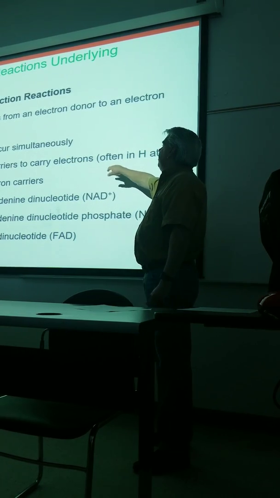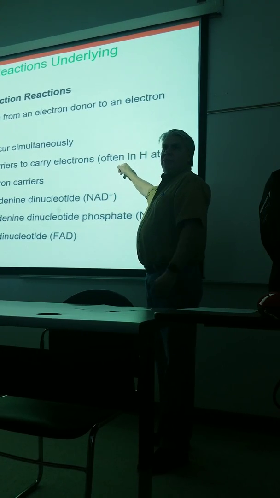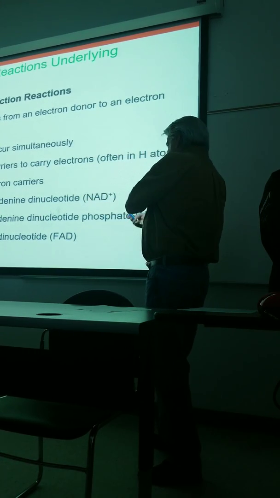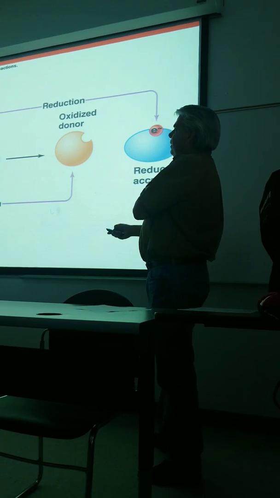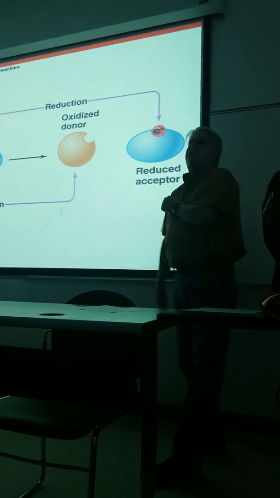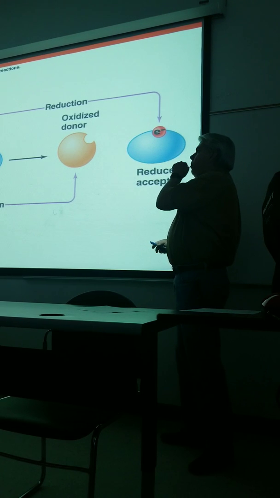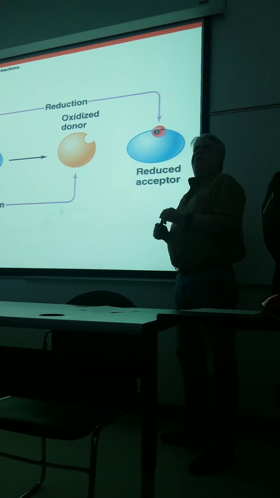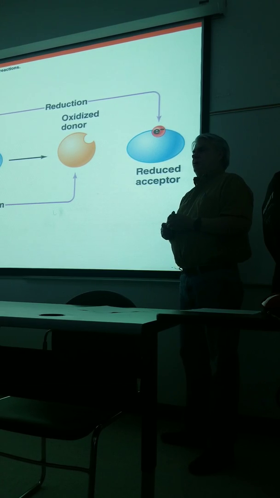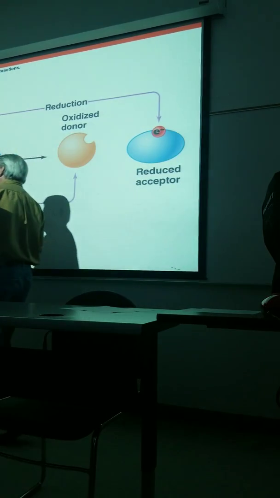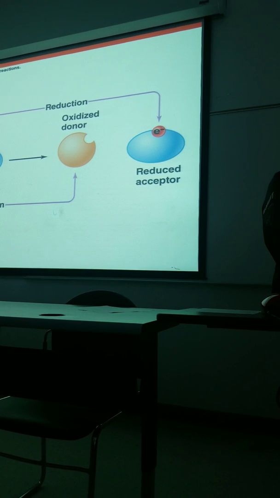Cells use electron carriers to carry electrons, often in a hydrogen atom. Remember that. So if the electron donor is going to donate electrons to an electron acceptor, the donor becomes oxidized, and the acceptor becomes reduced. So which one of these has reducing power at this point? Which one is the reducing agent? That's where it gets confusing sometimes. Which one of these is a reducing agent? This one or this one?